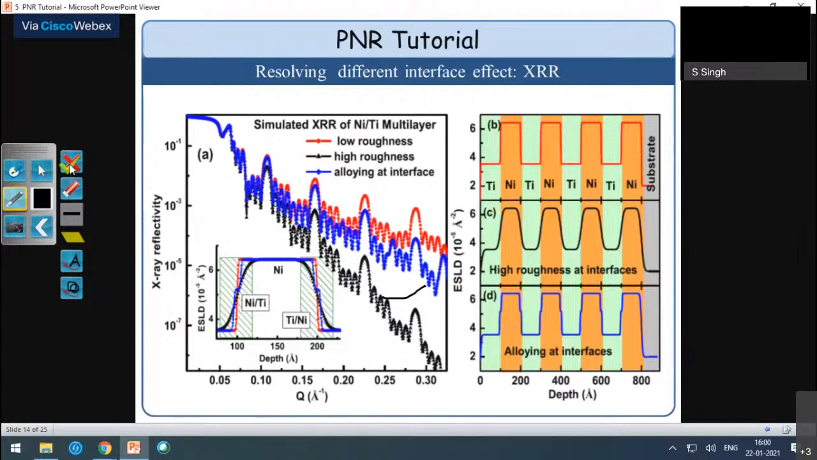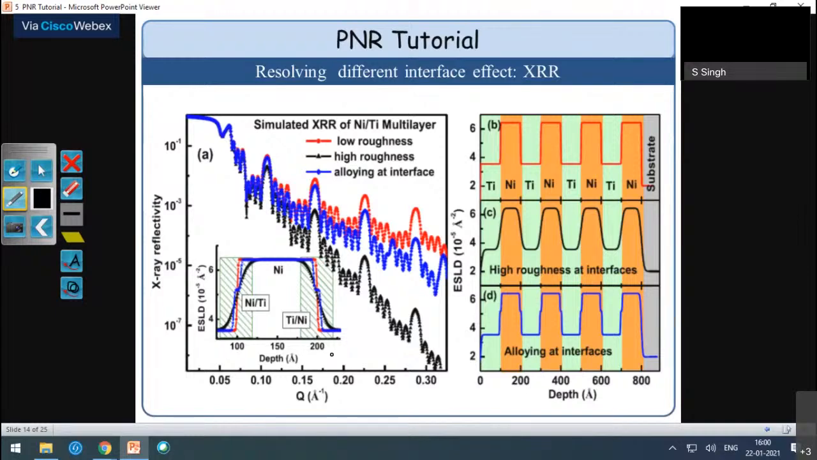So we should be able to distinguish this from our reflectivity, and this is a plus point of this technique, that we can talk about the alloy layer, in the fraction of a nanometer, forming at the interfaces, and we can separate that from the roughness which is there at the interface.